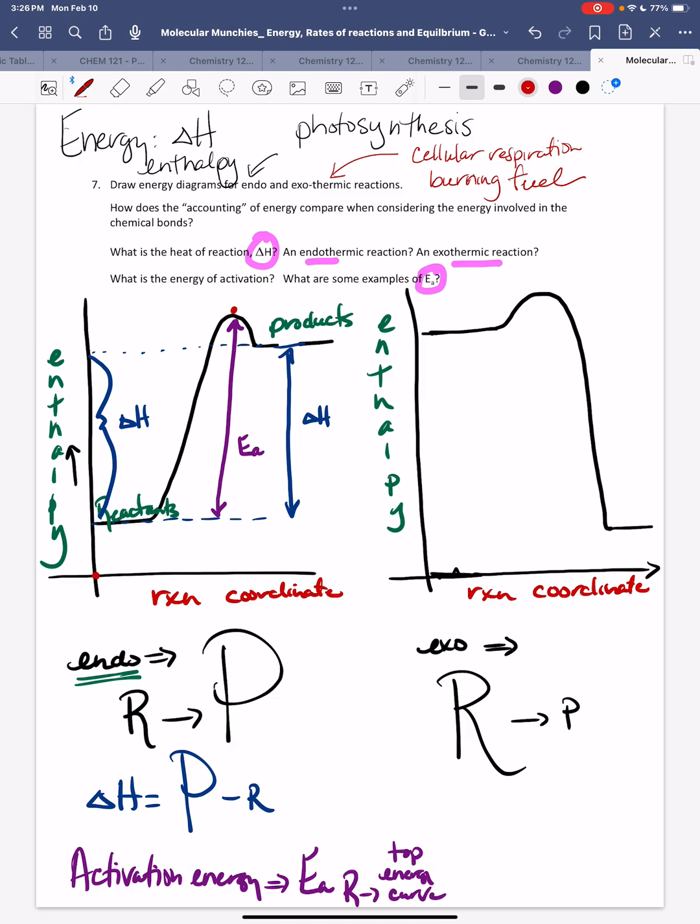The other thing we want to see here is that when we measure our delta H, when we talk about an endothermic reaction, you'll notice that because products are bigger than the reactants, we're going to end up with a positive delta H. Okay.